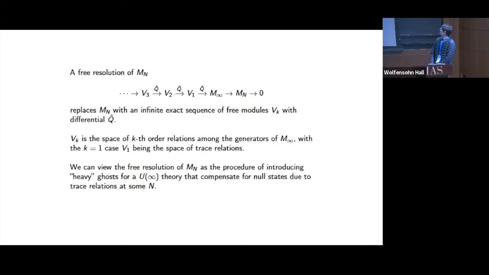V_k is a space of kth order relations among the generators of M infinity, with the k equals one case, V_1, being the space of trace relations. And we can view the free resolution of M sub N as the procedure of introducing heavy ghosts for a U(infinity) theory that compensate for null states due to trace relations at some given N.